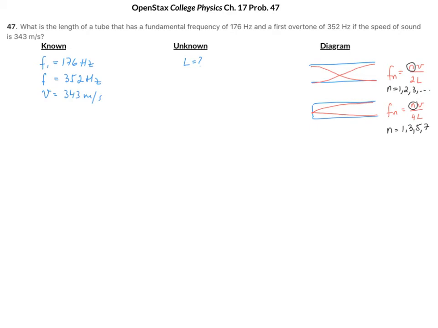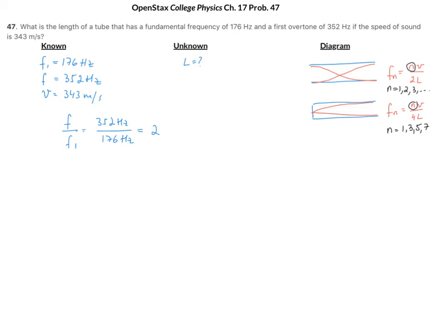So that's why I said that I don't know what to write for the f here. Would I write this as f2 or f3? I don't know, but I can figure it out by simply dividing the two. So I have f over f1 is 352 Hertz divided by 176 Hertz, and that gives me the order, that gives me the n, and that is just 2.